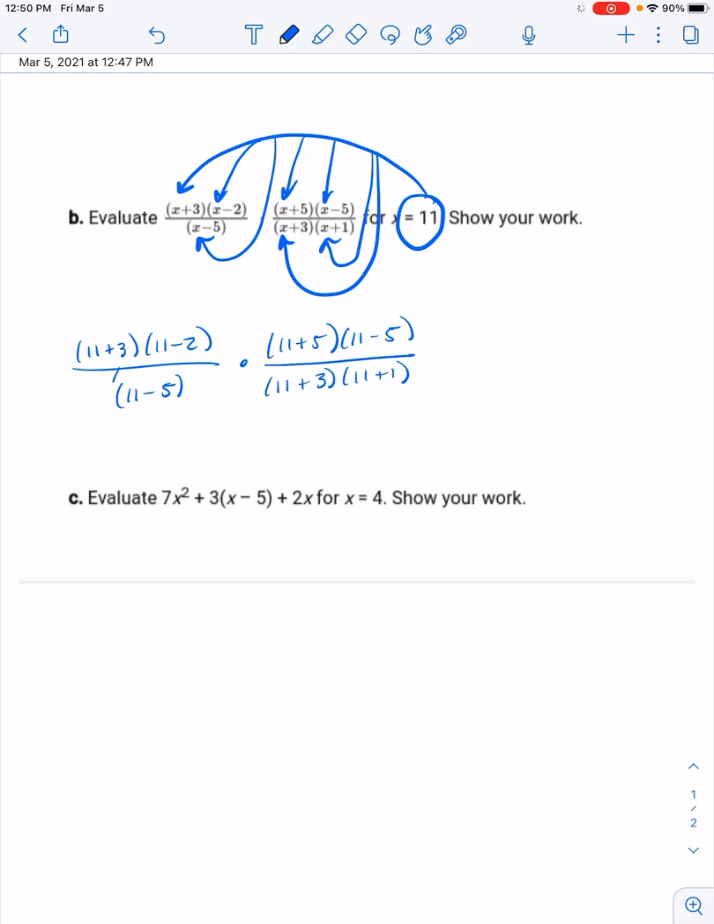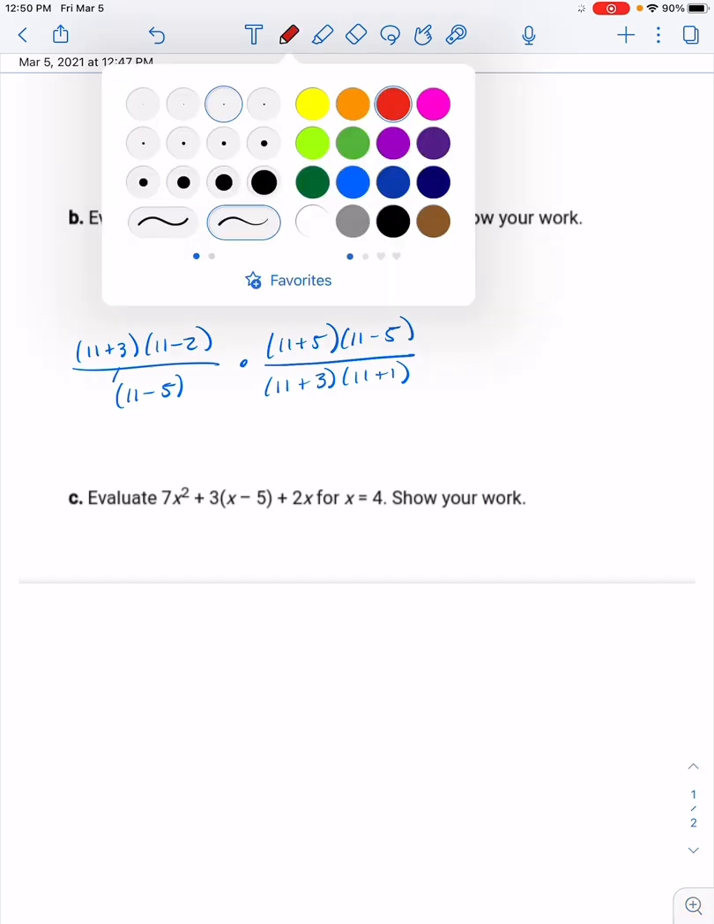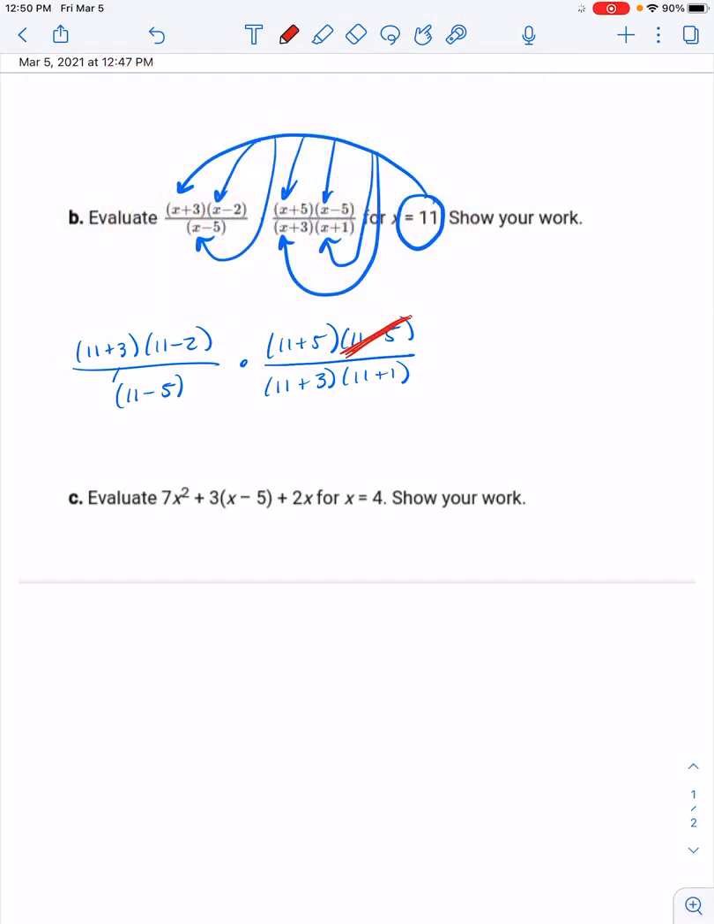Now, technically, the ones that are the same on the top and bottom, 11 minus 5 here and 11 minus 5 here, I'm going to cancel those out. I don't want to do extra work. And then same here, 11 plus 3 and 11 plus 3. Since they're being multiplied, we can just cancel those out. Then I'm going to simplify the rest of it.